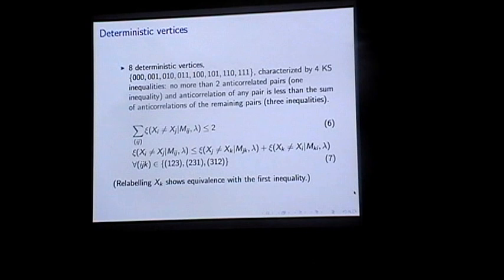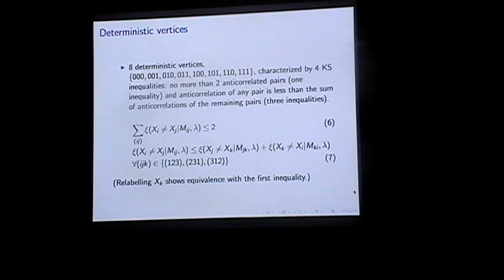So if you look at all the 3-bit strings, then none of them have more than 2 anticorrelated pairs of bits. And the corresponding inequalities are like 4 Kochen-Specker type inequalities, which are essentially a constraint on the anticorrelation. So this inequality is just a constraint on the anticorrelation you see for the 3 measurements. So ij varies over the 3 pairs. And if you divide this by 3 and look at m star, then this is 2/3. So it should be obvious from these 8 deterministic vertices that 2/3 is the bound that you should have for a deterministic non-contextual model.